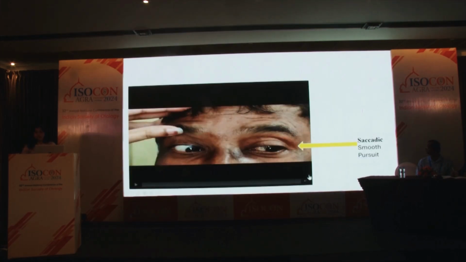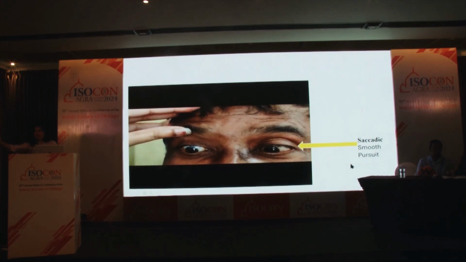Now let me show you smooth pursuit. What is a smooth pursuit? Basically, you ask the patient to move their eyes and follow the target with a smooth movement. Okay, follow a continuously moving target in slow motion. So that is how it is. So we'll understand with the help of a video.